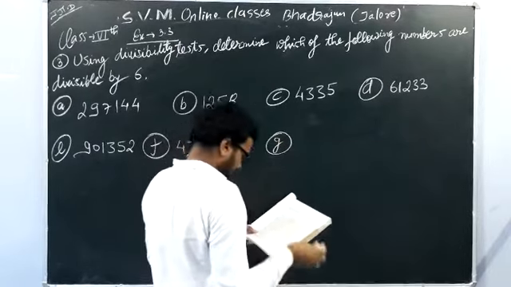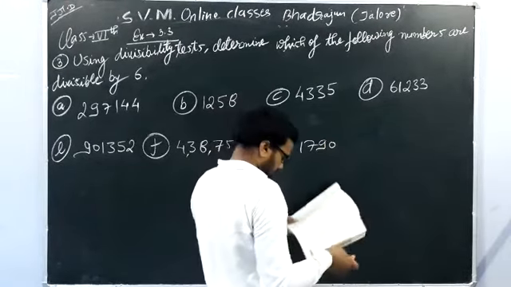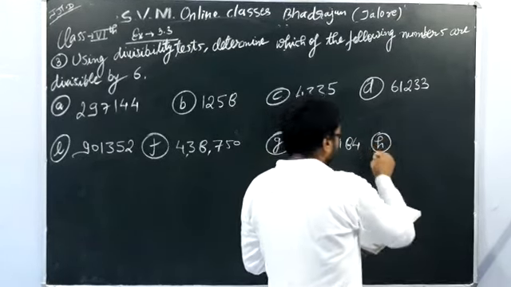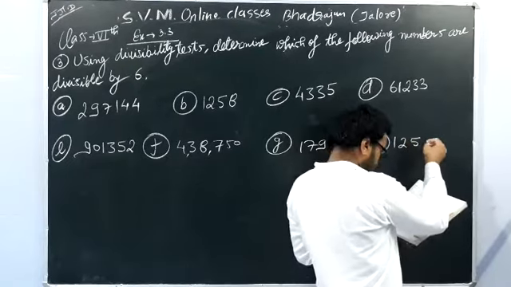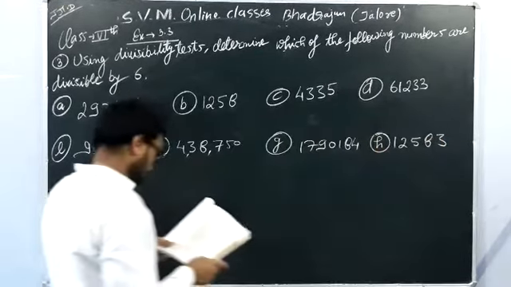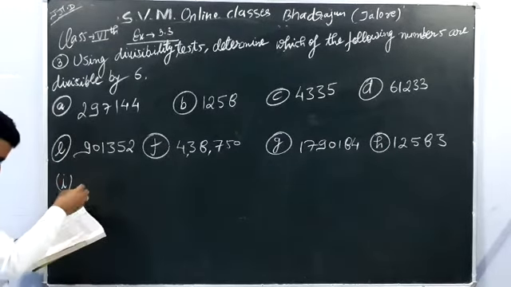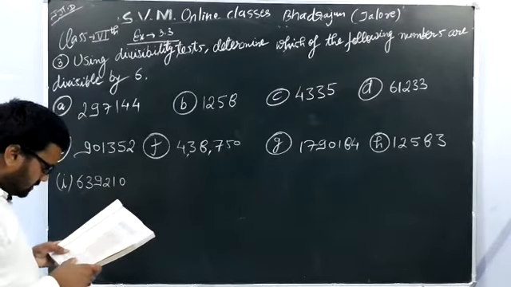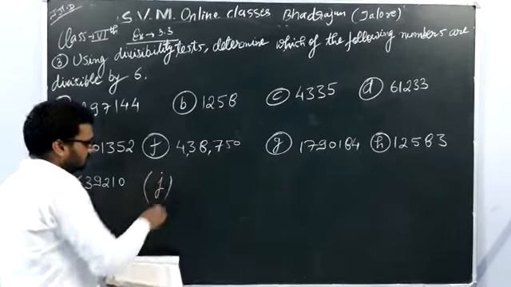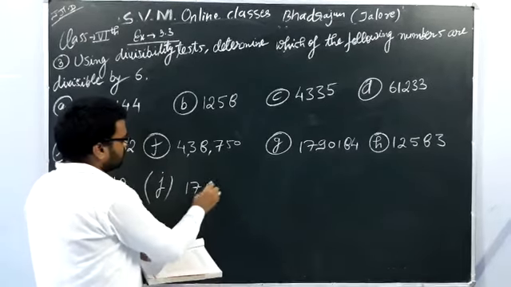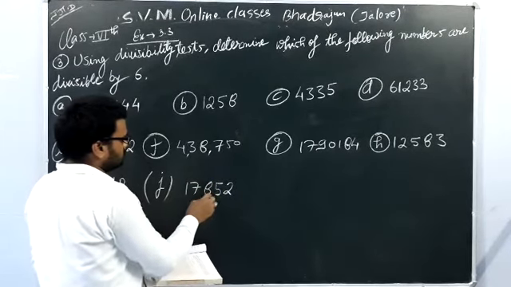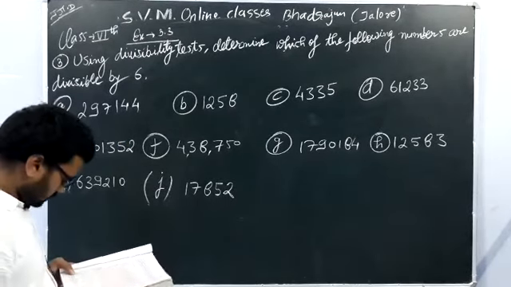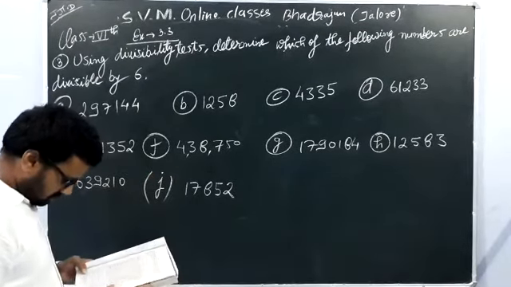Part G is 1790184. Part H is 12583. Part I is 639210. Part J is 17852. So this is our part J.